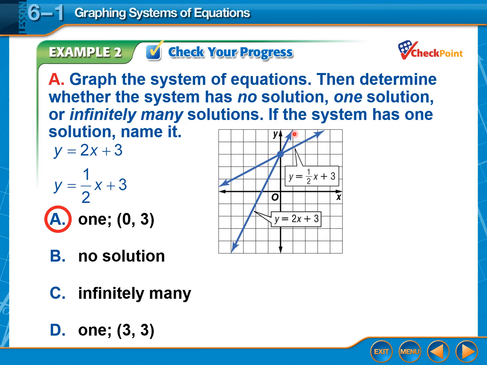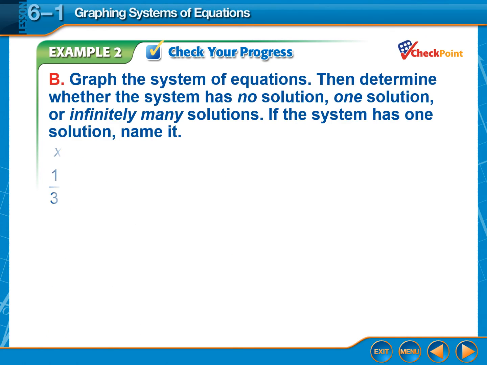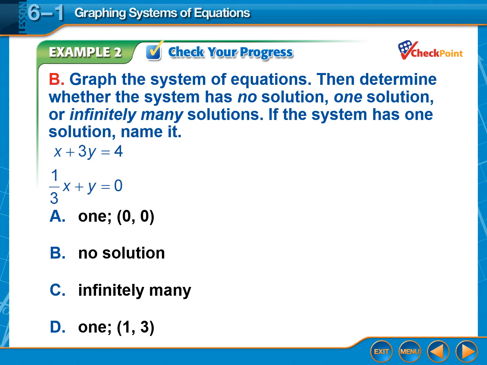And as you can see, those two lines intersect at the y-intercept for both lines, at 3. So my solution is that there's one solution, and it's (0, 3). (0, 3) is the one combination that works for both of those equations at the same time. Okay. Let's try another one.